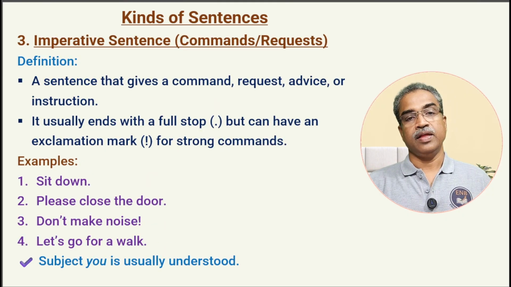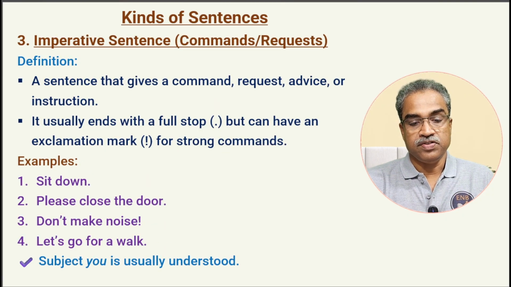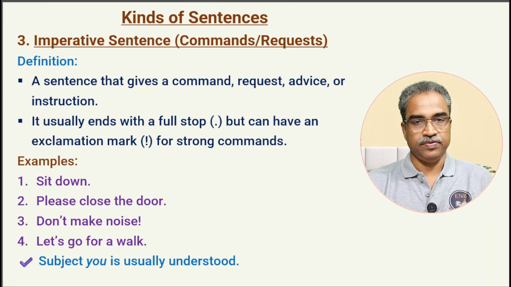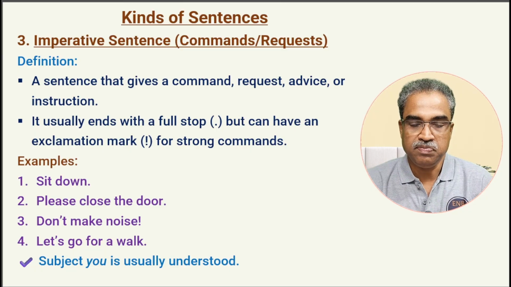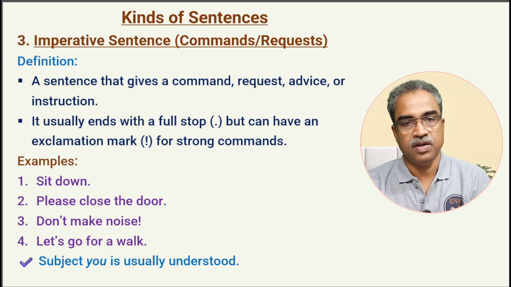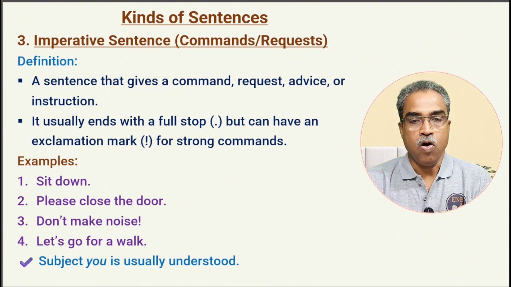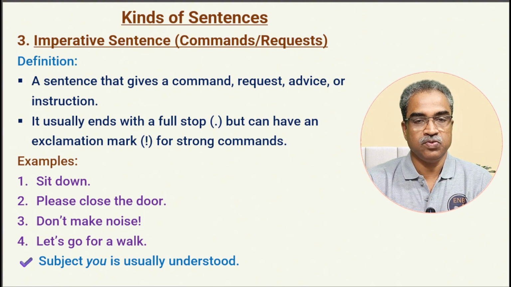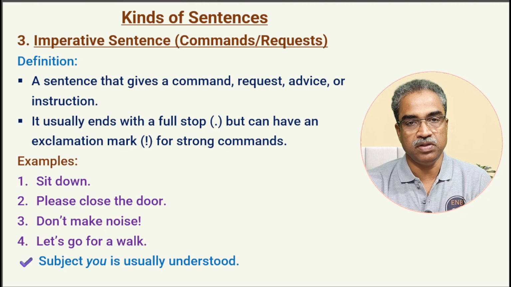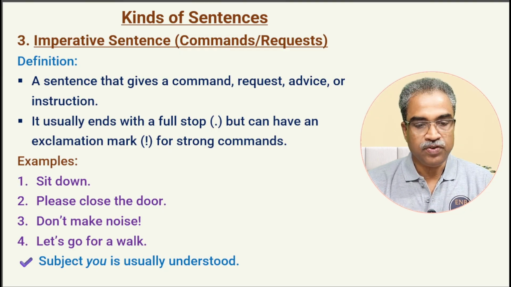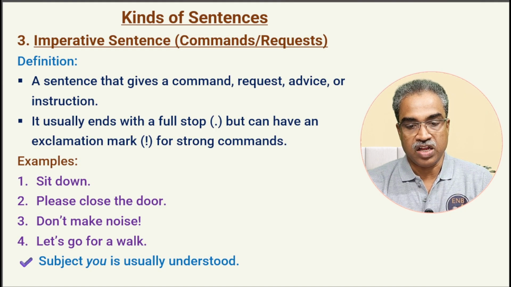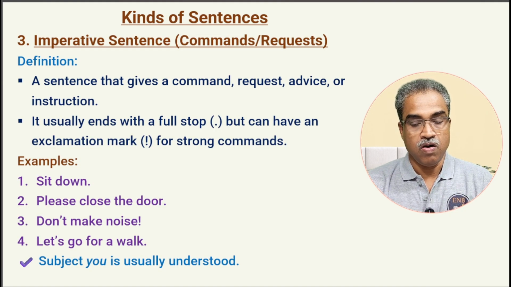Next one, third one, imperative sentence. Imperative. Next time when you hear this word, don't panic. Simply it means commands and requests. You know, we command or we order, or else we request people to do something. Such kinds of commands, requests or orders we call imperative sentences. That's the third type. So what's the definition? A sentence that gives a command, a request, advice, or an instruction.